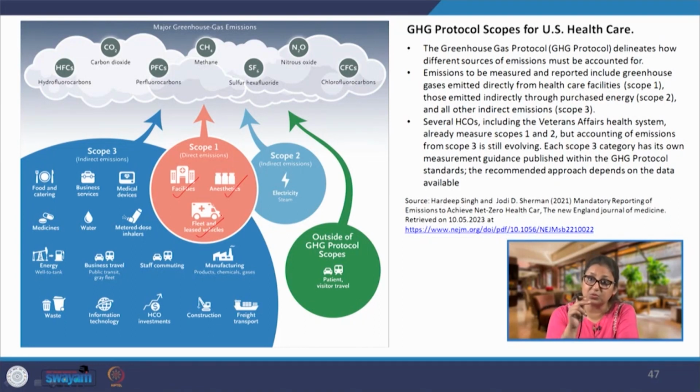So, the emissions which are resulting directly due to the consumption of fuel in these vehicles are part of scope 1. So, this is scope 1 for US healthcare as they have identified.